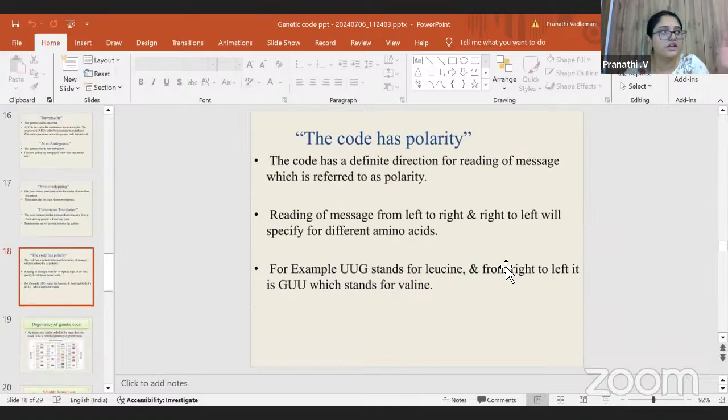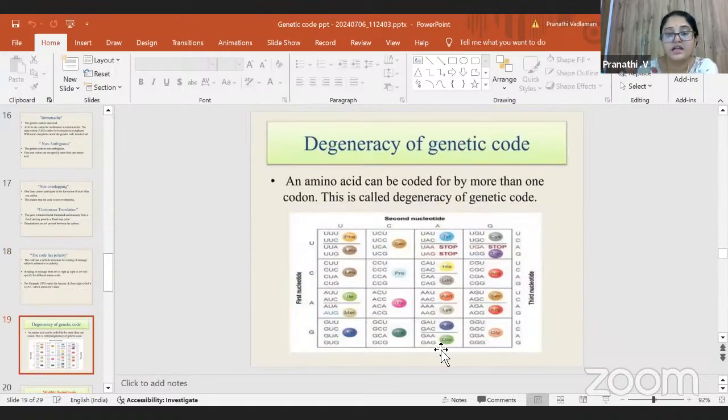Polarity: again, a definite direction, 5 prime to 3 prime, and then amino acids coming from the 3 prime to 5 prime. The reading will give you different amino acids depending on which end of the mRNA you are looking from. So UUG stands for leucine if you read it from right to left, that is 5 prime to 3 prime. If you read it from 3 prime to 5 prime, you're going to get a valine. So polarity is there.